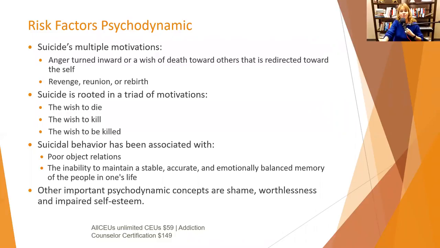Suicide is rooted in a triad of motivations: the wish to die, I can't take it anymore; the wish to kill, I can't take you anymore; and the wish to be killed, I wish somebody would make it go away. Suicidal behavior has been associated with poor object relations and the inability to maintain stable, accurate, and emotionally balanced memories of the people in one's life. So think about the person, for example, with borderline personality disorder, where it's all or nothing. They either love you or they hate you. It's very unstable concepts of different people. Other important psychodynamic concepts are shame, worthlessness, and impaired self-esteem.